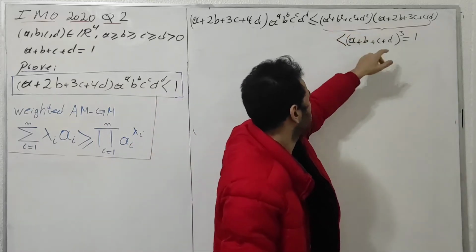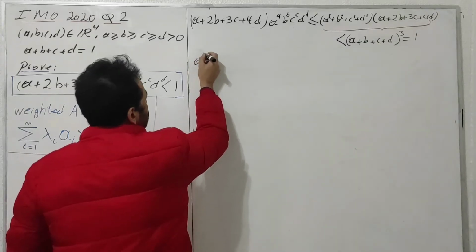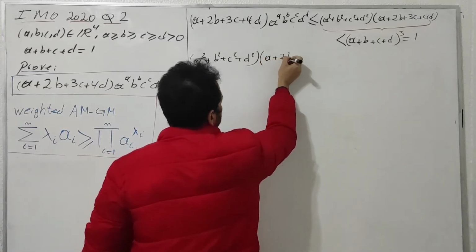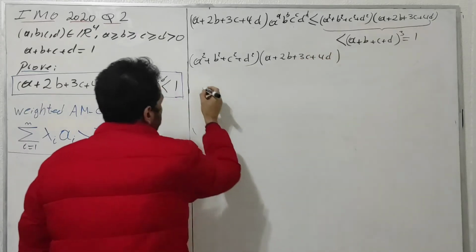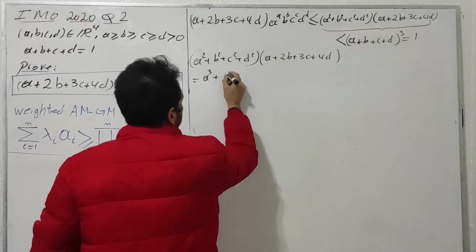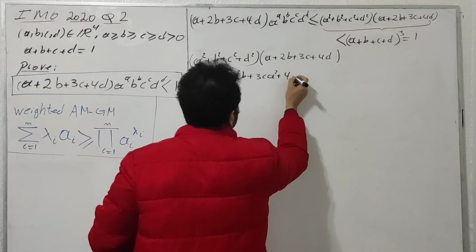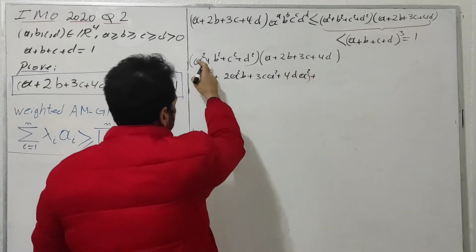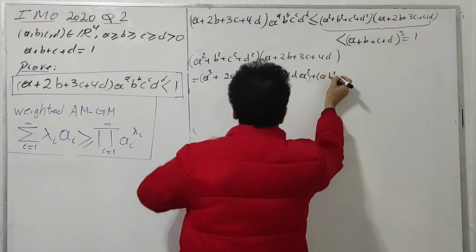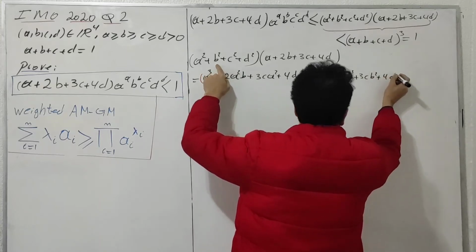As I said before, I'm going to prove this term is strictly less than 1 by comparing this product with this number. So I have (a² + b² + c² + d²) multiplied by the sum a + 2b + 3c + 4d. By distributing, I will get, for the first term, a³ + 2a²b + 3a²c + 4a²d. I am done with the first term. Now the second term: a b² + 2b³ + 3b²c + 4b²d.